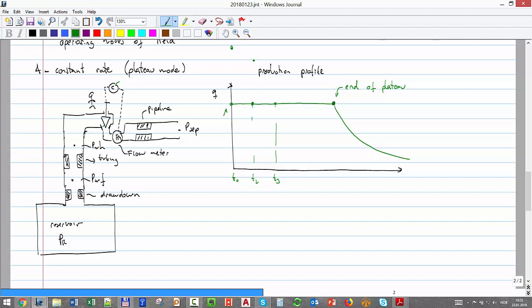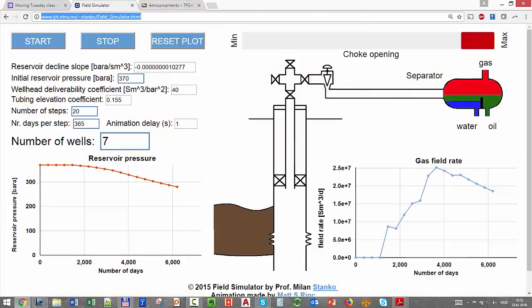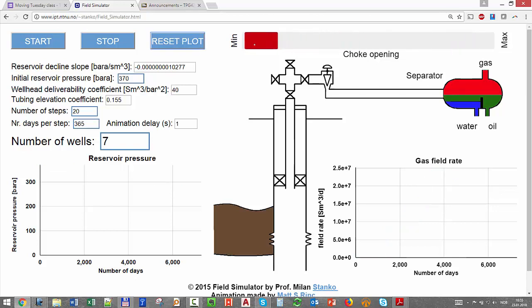Okay, so I also want to show, on my website there's a very simple field simulator that has exactly the same system. It has a reservoir, a tubing, a pipeline and a choke. Actually, it's made to play, so you can regulate how open you want the choke. This is closed choke and this is fully open choke. So before doing that, I'm going to copy that link.